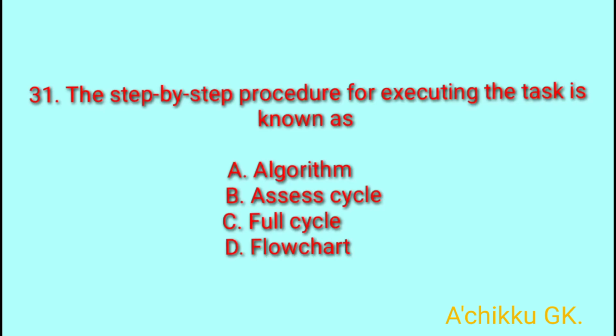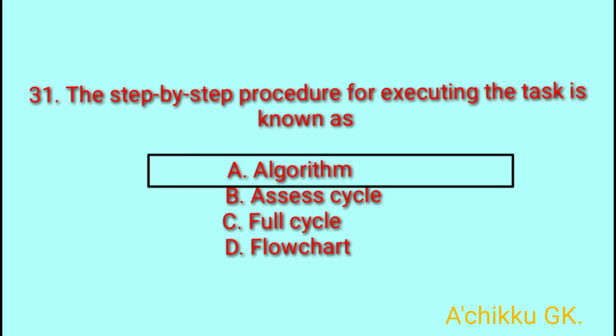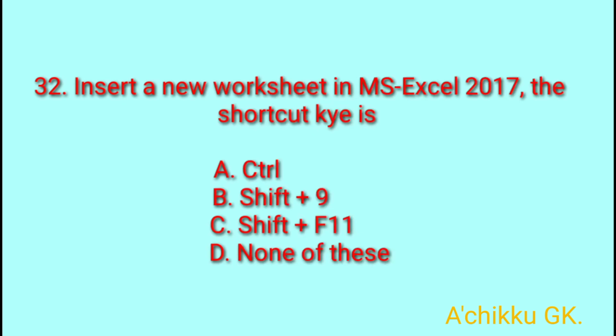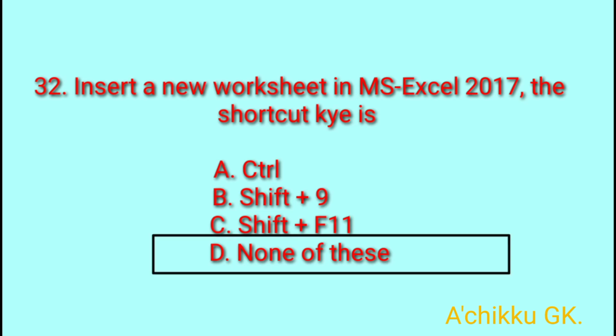The step-by-step procedure for executing the task is known as? Correct answer A. Algorithm. Insert a new worksheet in MS Excel 2017. The shortcut key is? Correct answer D. None of this.